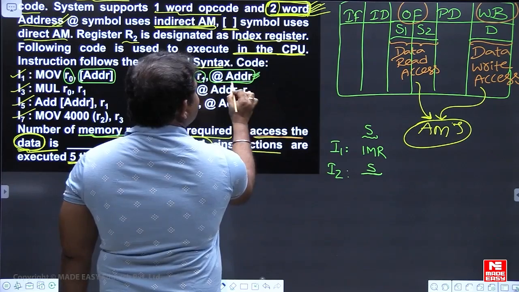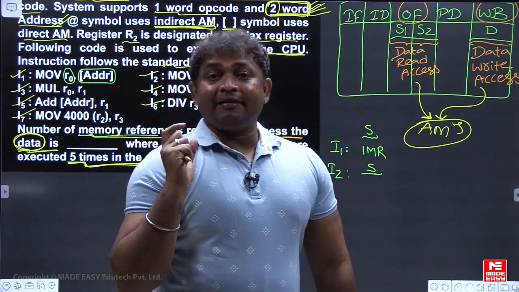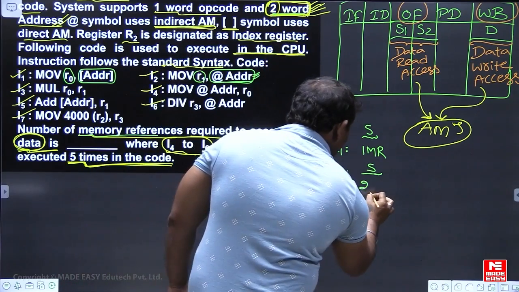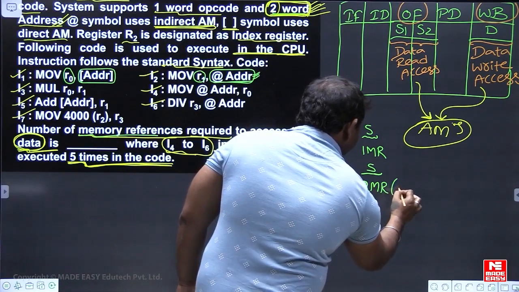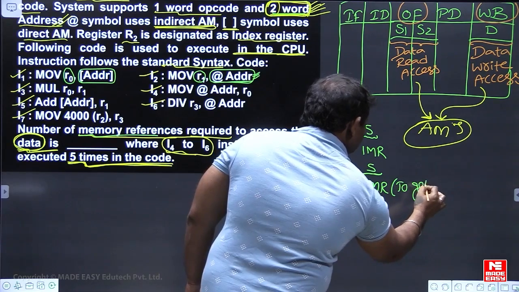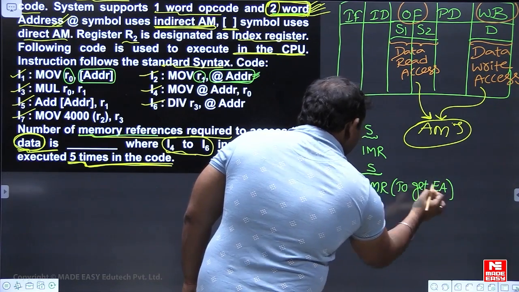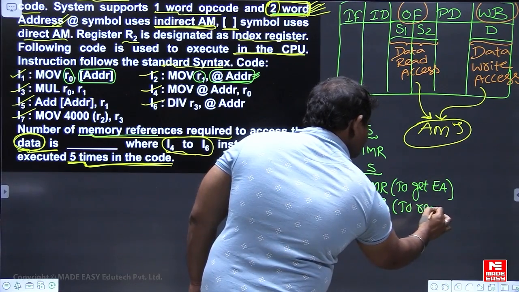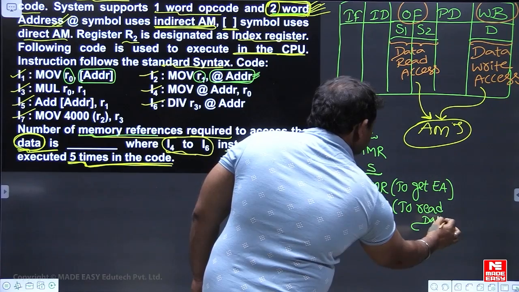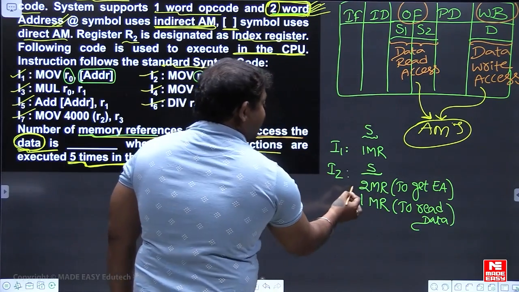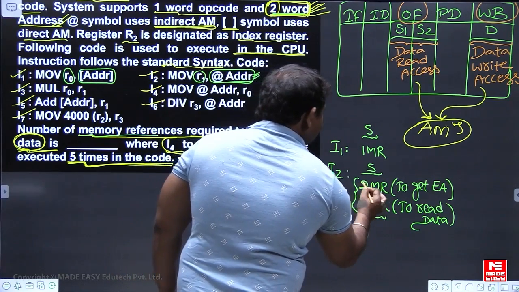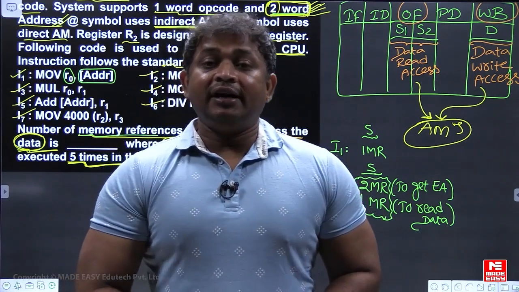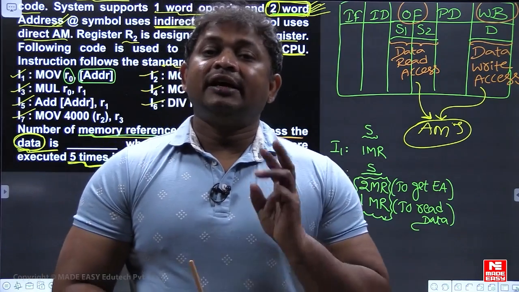Indirect addressing mode means first we get the effective address. The address size is 2 words, therefore 2 MR to get the effective address, and 1 MR to read the data. So total, because of indirect addressing mode, 3 MR are required to access the data: get the effective address, then access the data.